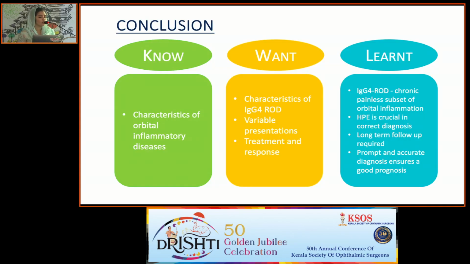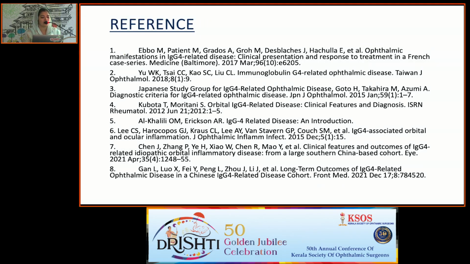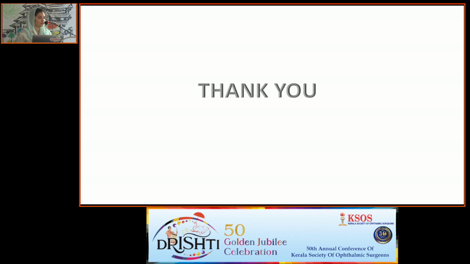So the conclusion. What we knew before the study was the characteristics of orbital inflammatory diseases, and what we wanted to know with the study was the characteristics of IgG4 related orbital disease, variable presentations, treatment and response. And what we learned was that IgG4 related ophthalmic disease is a chronic painless subset of orbital inflammation. HPE is crucial in correct diagnosis, long-term follow-up is required, and prompt and accurate diagnosis ensures a good prognosis. These are the references. Thank you.